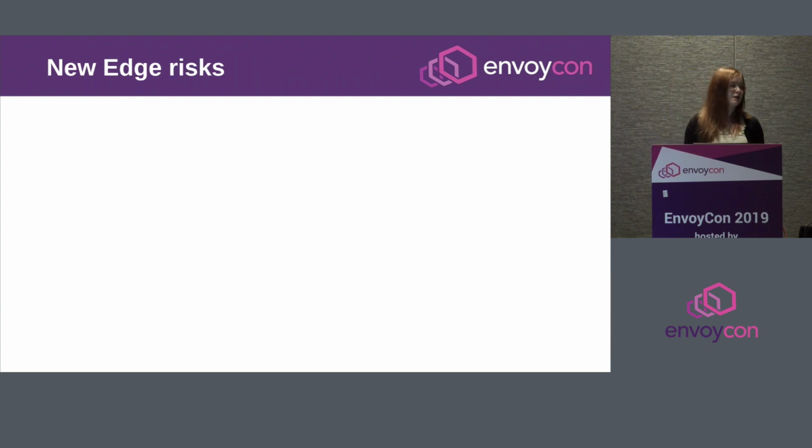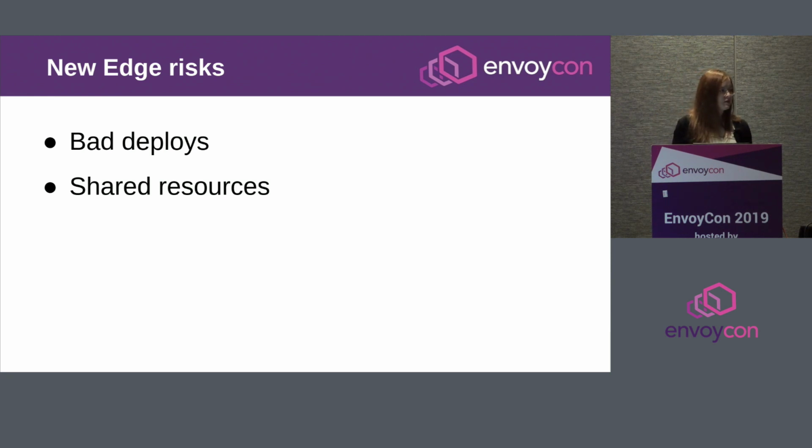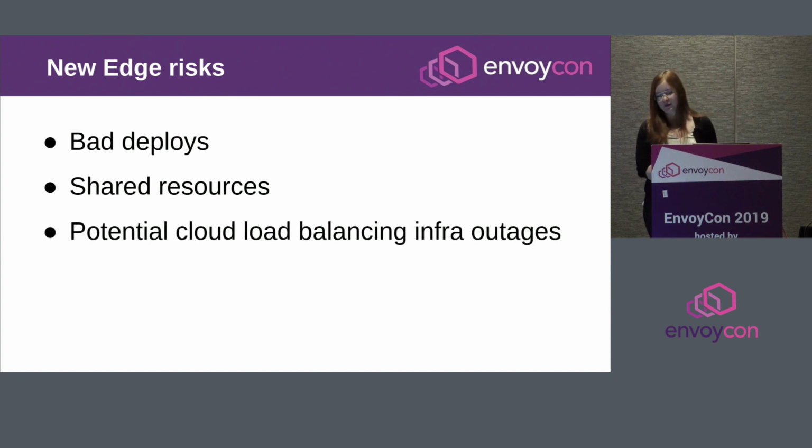And with the new Edge setup, we introduced multiple risks. As service exposure is now centralized in one system, bad deploys could take down everything. There is also a risk of bad citizens exhausting the resources, as resources are now shared. And for potential outages with cloud load balancing infrastructure, we came up with what we call the Edge Direct setup. Basically, we are exposing our proxy instances directly to the public internet with external DNS and leveraging load balancing through DNS. And now my colleague Alex will tell you more about the migration process.